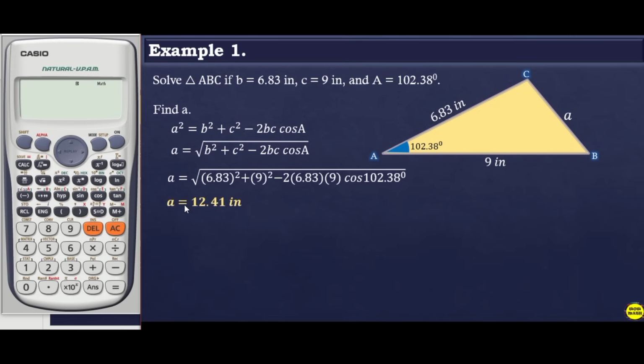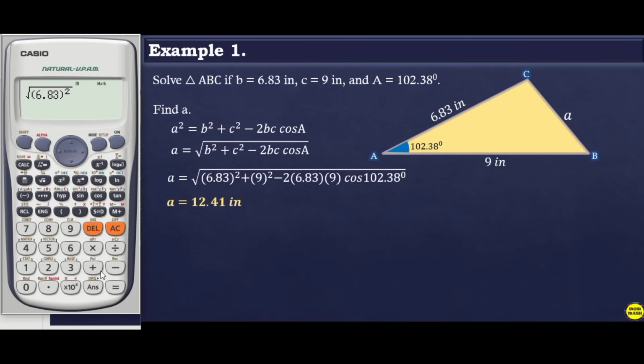So we have a is equal to 12.41 inches. So let us check using calculator. So don't forget to press the square root. Ito po yung ating, and then maglalagay po tayo nito since meron po tayong exponent. Okay, so open parenthesis, we have 6.83. Okay, and then i-close muna natin. And then squared. Okay, and then next, plus.